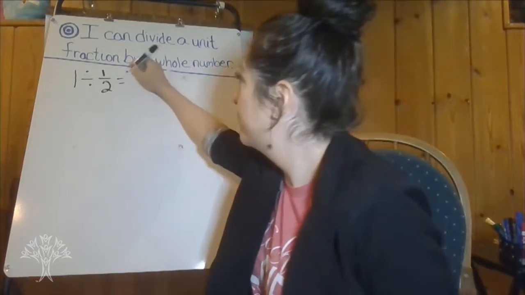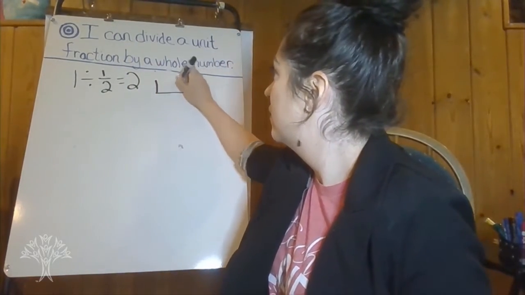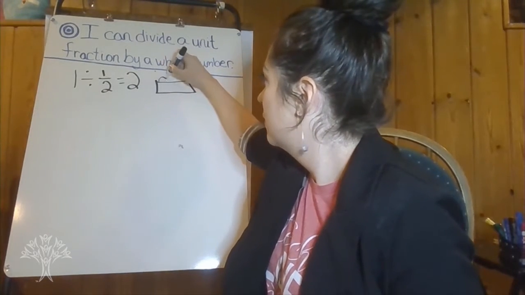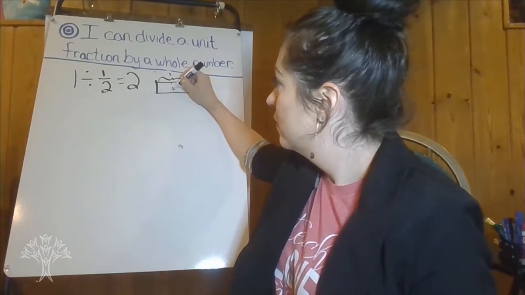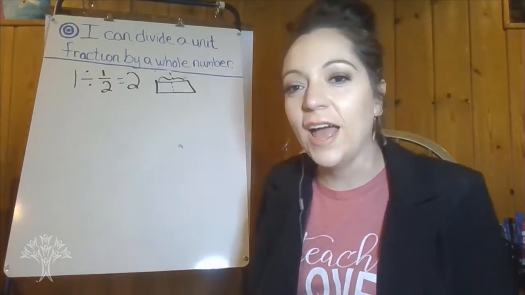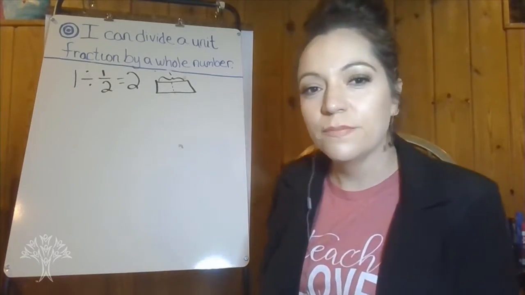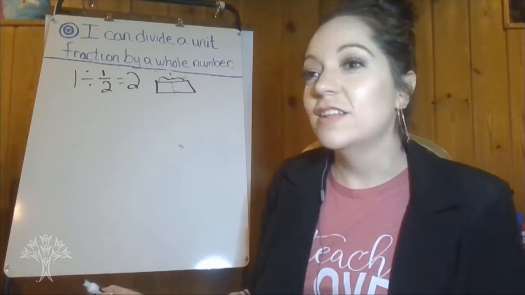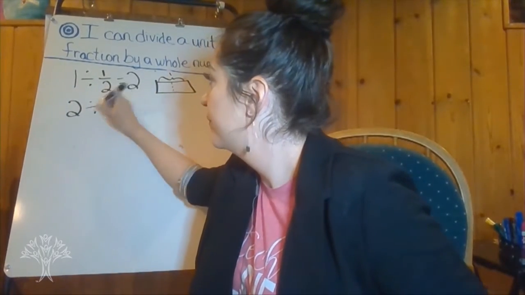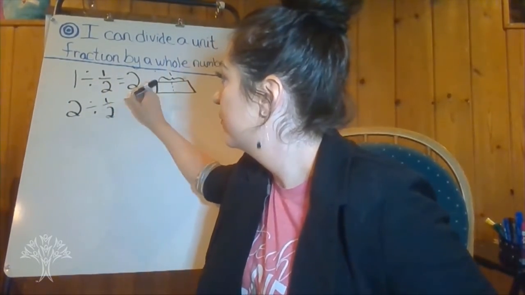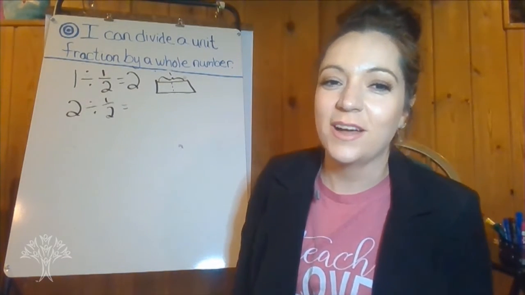Did you say 2? Let's look. One whole divided by 1/2. We have 2 parts. How many halves in one whole? 2. All right, let's move on. How about 2 divided by 1/2? Try this one out.